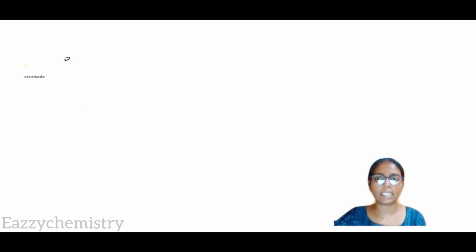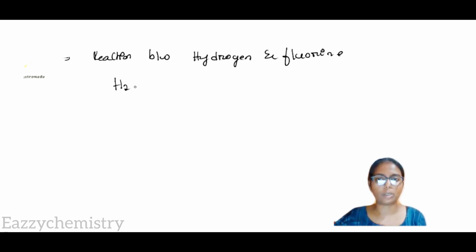Now let's look at some examples of redox reactions. First, let's look at the reaction between hydrogen and fluorine. Here H2 plus F2 gives rise to 2HF.